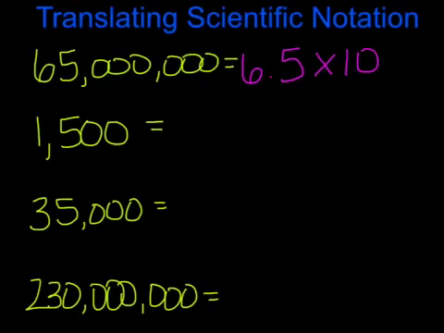Typically, all you would have to do is count the number of zeros: 1, 2, 3, 4, 5, 6. But in this case, since we added a decimal as well to keep our number below 10, we're going to count this 5 as if it were a 0. And instead of adding a 6 as an exponent, we're going to add a 7. So 65 million is the same thing as 6.5 times 10 to the power of 7.